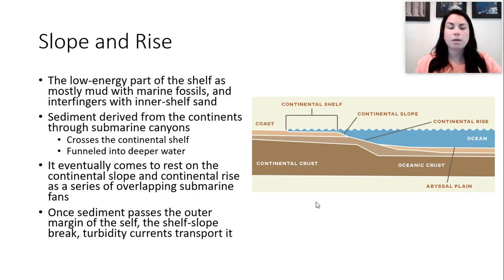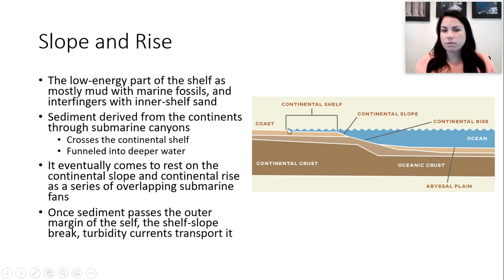So let's talk about slope and rise. The low energy part of the shelf is mostly mud with marine fossils, and then interfingers with the inner shelf, which is mostly sand. So sediment derived from the continents crosses the continental shelf through submarine canyons and is then funneled into deep water. These sediments eventually come to rest on the slope and continental rise as a series of overlapping submarine fans. So we have a lot of different things going on here.